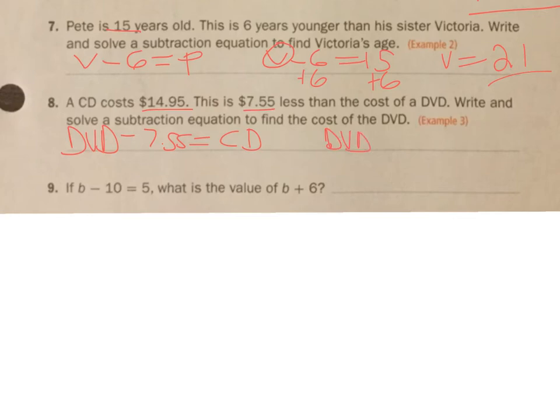So if I do DVD, and you know what, let's just call that D. We'll make that variable D. Variable D minus $7.55 equals $14.95. Now, I want to get D all by himself, so D's there. Add $7.55 to this side and $7.55 to this side.